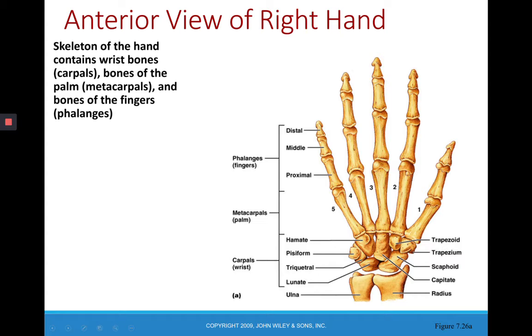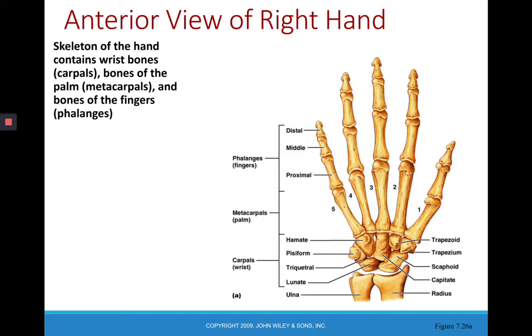Here we have an anterior view of the right hand, so we're just getting a better view of that particular structure. Again, carpals are your wrist bone, metacarpals, think of them as your palm bone, and the phalanges are your fingers. And you have a proximal, middle, and distal bone of the phalanges. Proximal is closest to the metacarpals, distal is further away, and of course middle is intermediate.